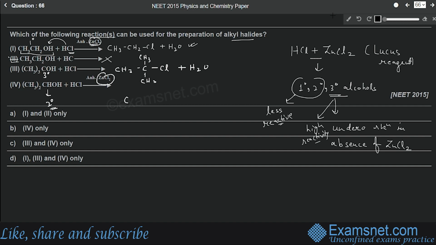So the product will be CH, here 2 methyl groups are there, and here Cl. In addition, a water molecule. So you can see that only the second reaction is not leading to the formation of alkyl halide. Others are giving the alkyl halides. That means 1, 3 and 4 only. Option D will be the correct answer.